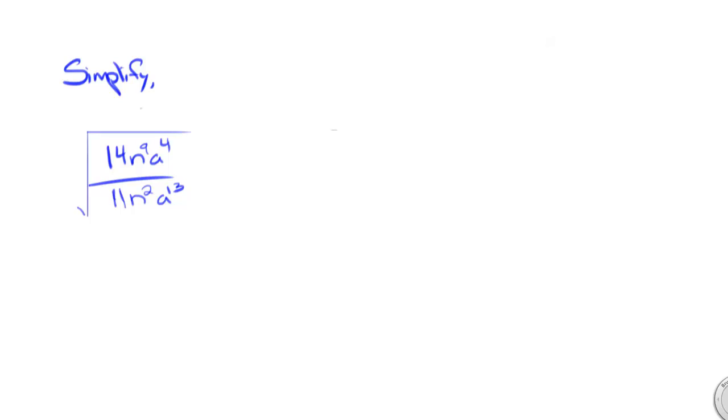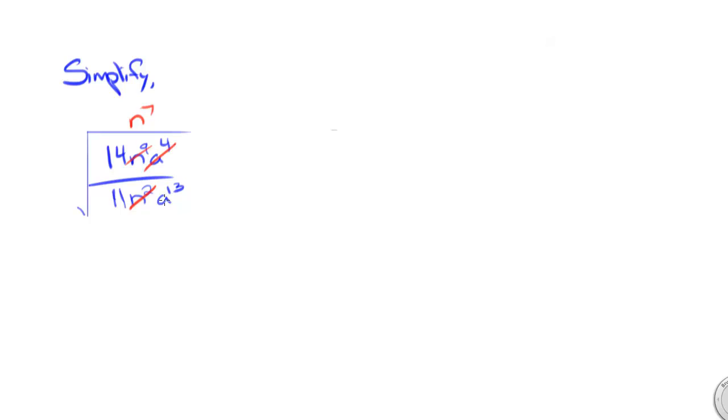All right, we need to simplify this radical rational expression. The first thing I'm going to do is just simplify the rational part, this fraction here. I do that by canceling any common factors. For instance, I'm going to cancel 2 of these n's with 2 of the n's on top, and I'm left with 7 n's on top, or in the numerator.